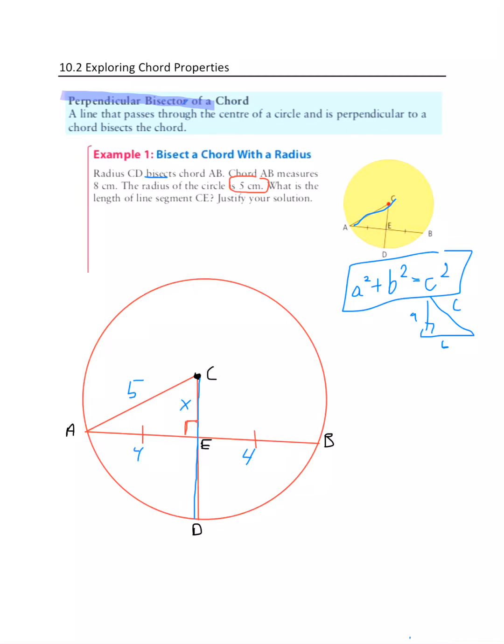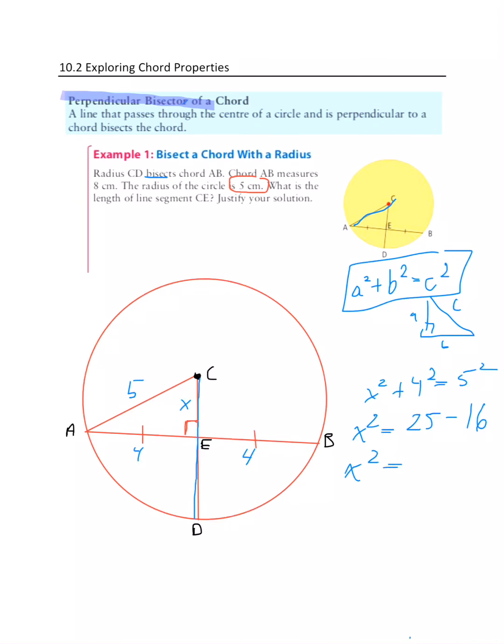Okay, so now we see that we can use Pythagorean theorem. So we'll say, if we use our actual numbers for this question, so x squared plus 4 squared equals 5 squared. So x squared equals, we'll go 25 minus 16.